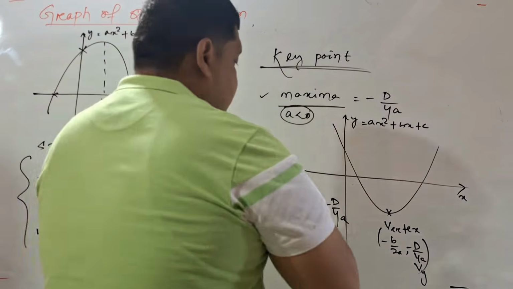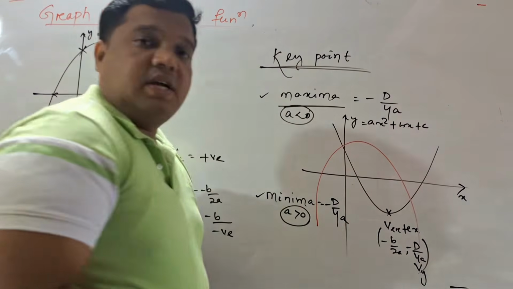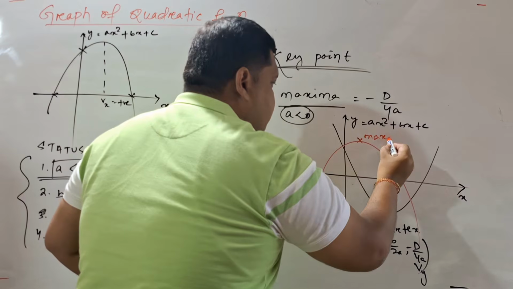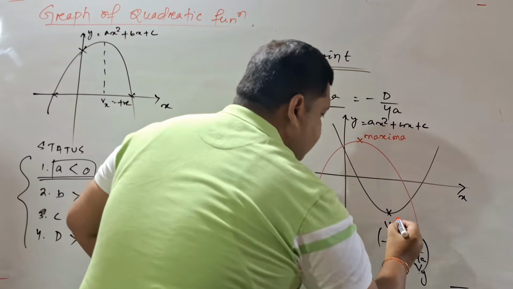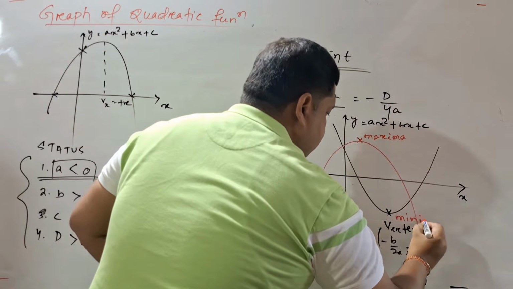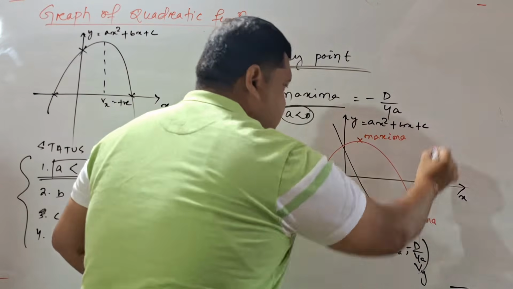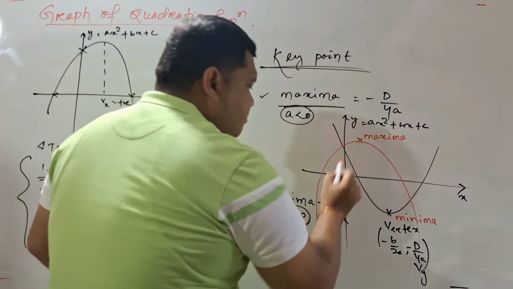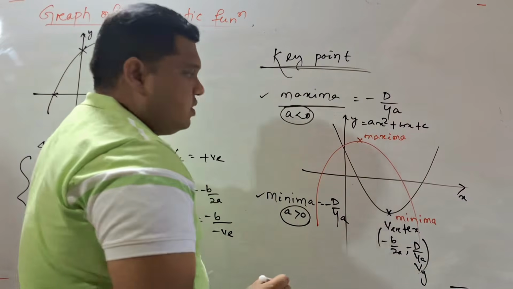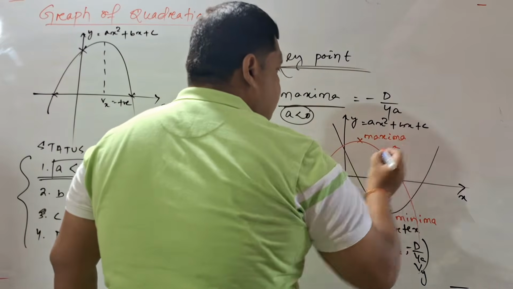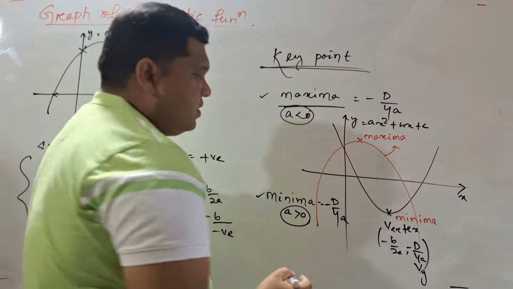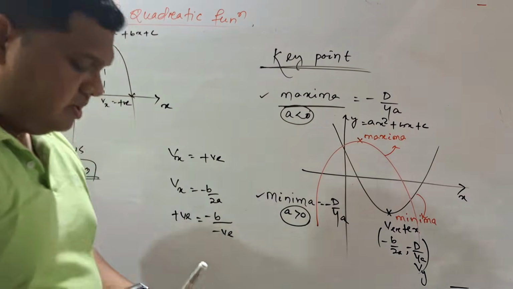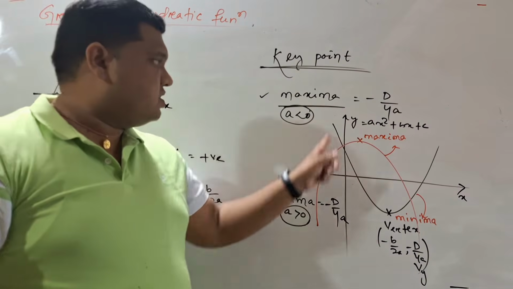Suppose the graph is like this. Here this is the maximum point, so here I will get maxima, and here I will get minima. This is the minimum value of this function, and this point is the maximum value of this function. So you get maxima when a is less than 0, and you get minima when a is greater than 0. Very, very important, and the formula for both is the same.